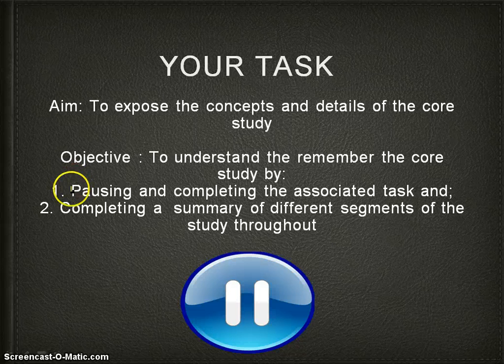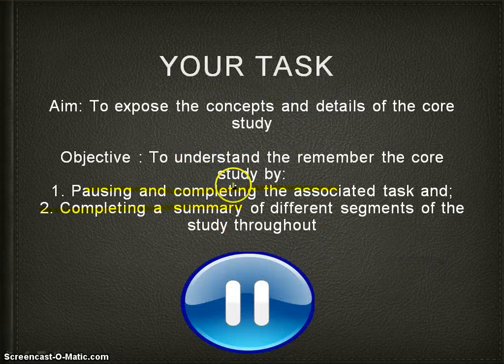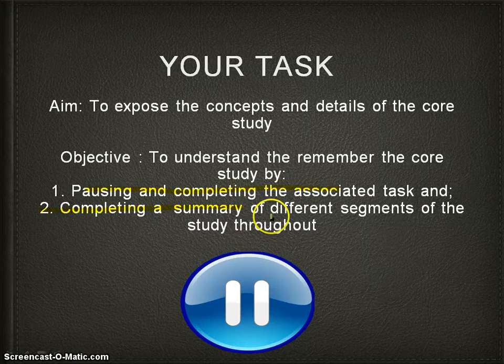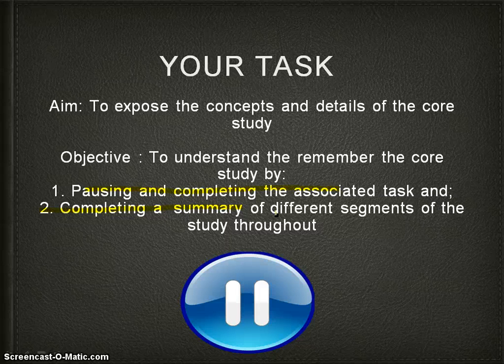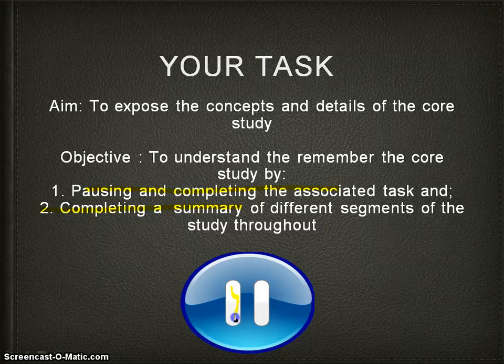Okay. If you've got a handout accompanying this, then pause and complete the associated tasks, and also complete a summary. Very important. This study is all about students' memory, and it's very important for your revision that you create either cue cards or an audio recording. So doing something like I'm doing now, explaining it to yourself, even if you're never going to play it to anybody, by articulating it makes you really understand it. Okay, so I recommend doing that.